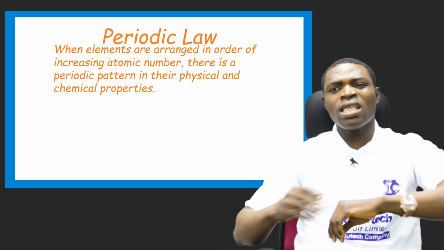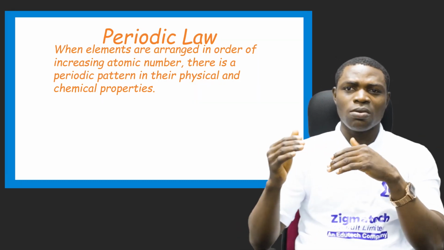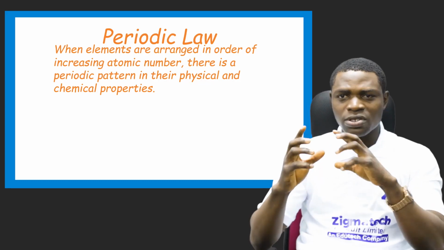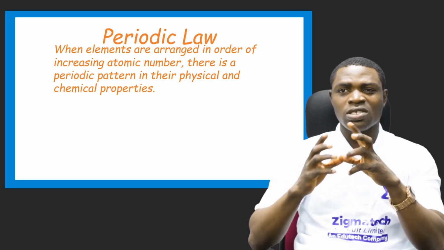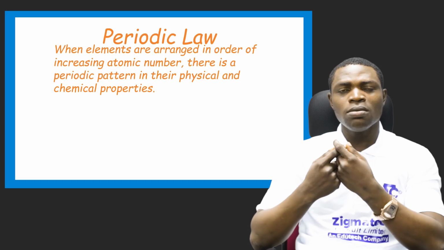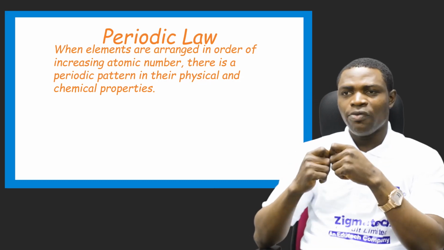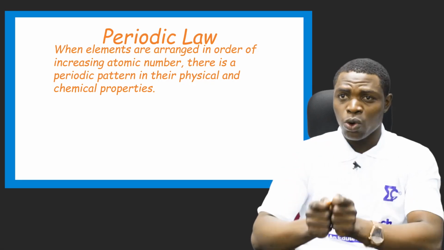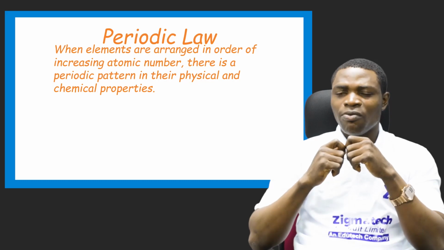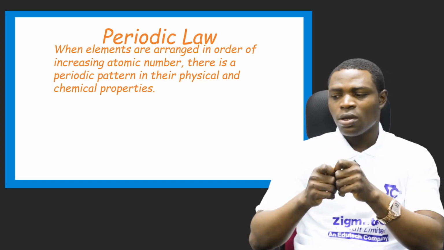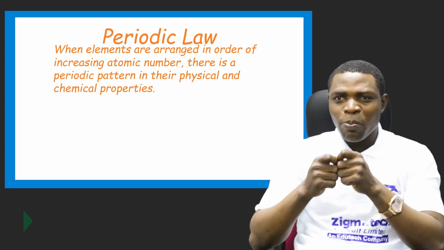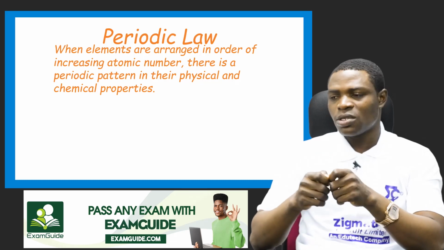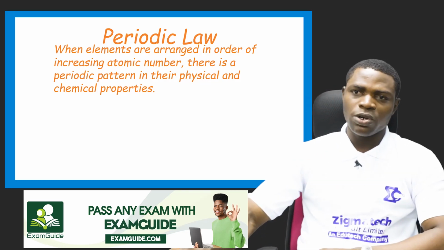So periodic law: when elements are arranged in order of increasing atomic number, there is a periodic pattern. Note, periodic pattern in their physical and chemical properties. This serves as the law that we must follow if at all we are doing anything or playing around the periodic table. The periodic law must hold. If you fail to follow the periodic law, you cannot properly understand the concept of the trend in the periodic table.